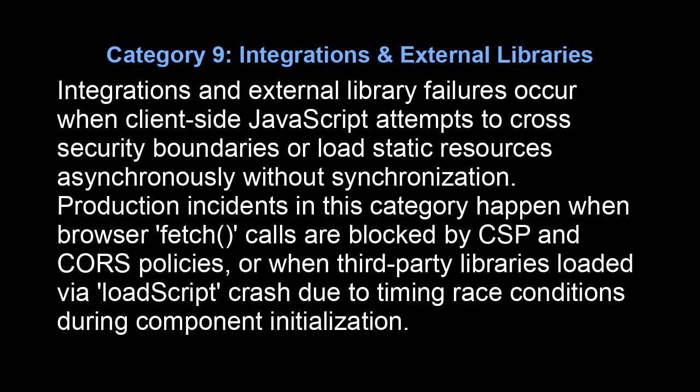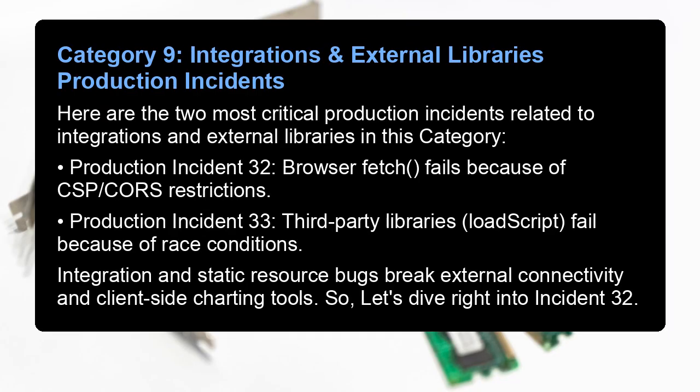Integrations and external library failures occur when client-side JavaScript attempts to cross security boundaries or load static resources asynchronously without synchronization. Production incidents in this category happen when browser fetch function calls are blocked by CSP and CORS policies, or when third-party libraries loaded via loadScript crash due to timing race conditions during component initialization. Category 9. Integrations and external libraries production incidents.